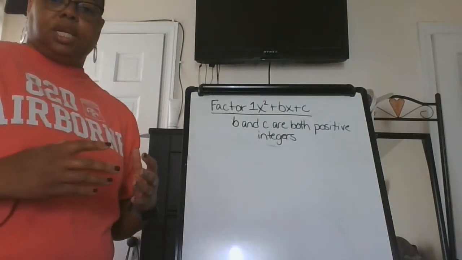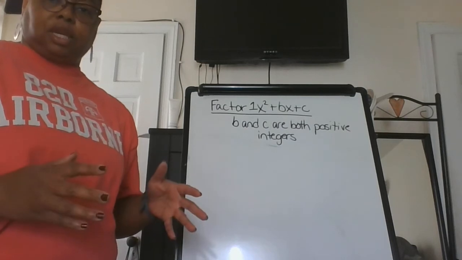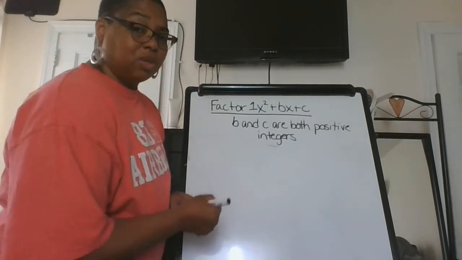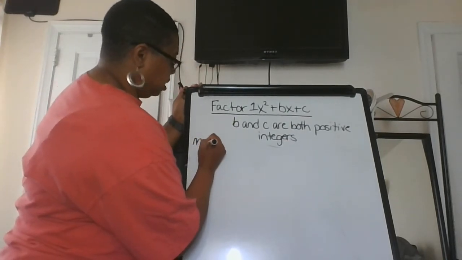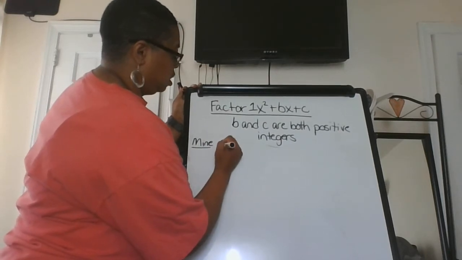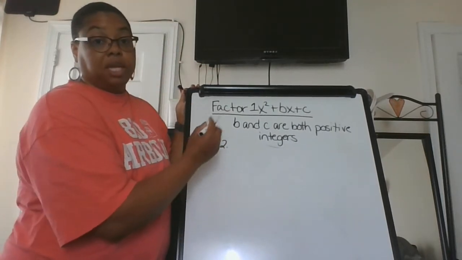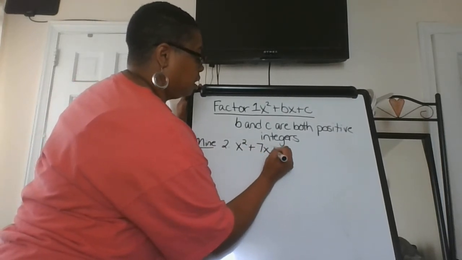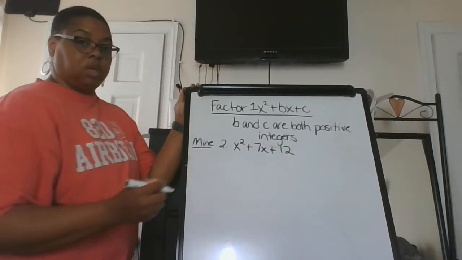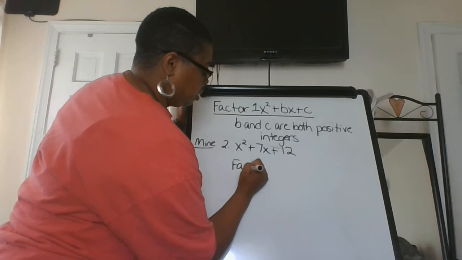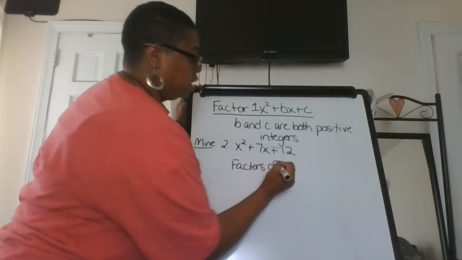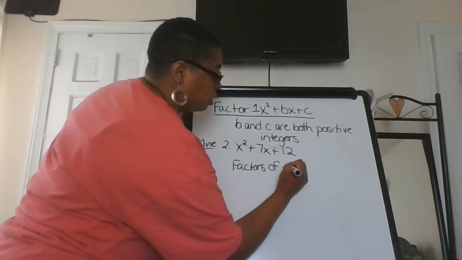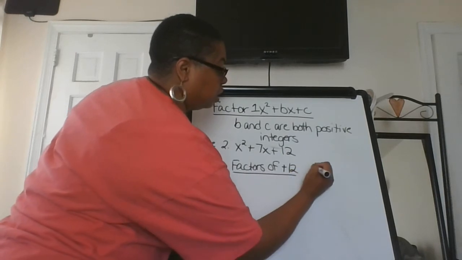Okay, now we're going to do the second example. Under example 1 is mine. So it's basically this one I made up. So this is mine, example. And we're still going to do it where B and C are both positive integers. So this time we're doing x squared plus 7x plus 12. We're going to find our factors of your C term, which in this case is positive 12. And then you're going to get the sum.